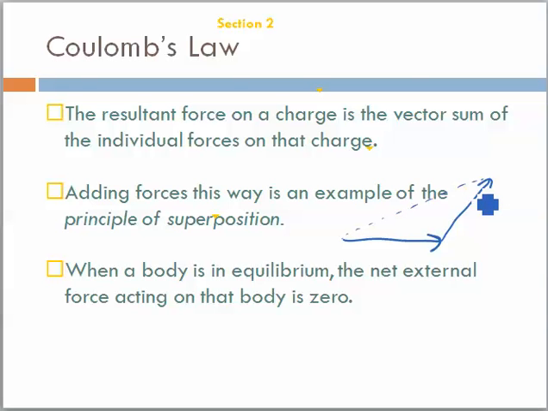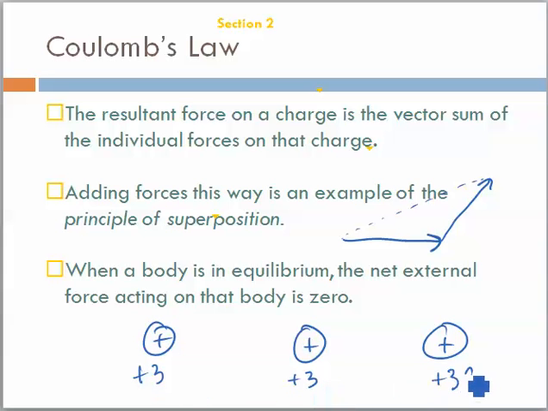When a body is in equilibrium, the net external force acting on that body is zero. And that would be that we had some charge here, and we'll say it was positive, and some charge here, some charge here. It's at equilibrium if all three of these, let's say, have a positive or plus 3 coulombs. Then this middle one would be in equilibrium as long as they were all the same distance from each other. Now we can change some things with this.